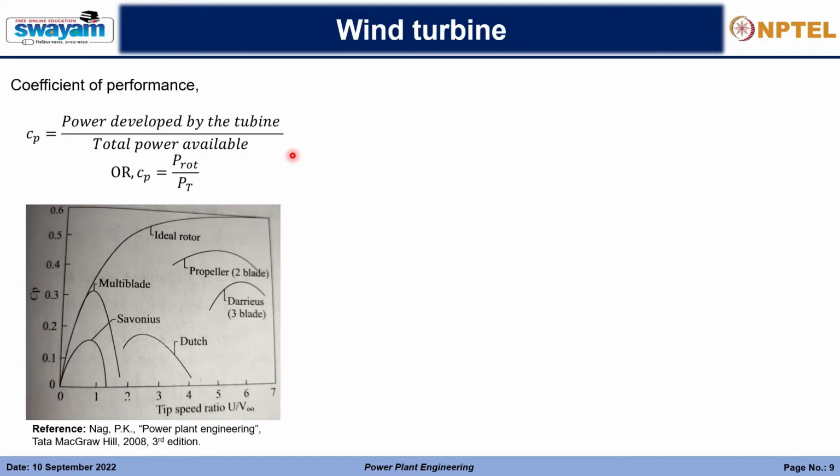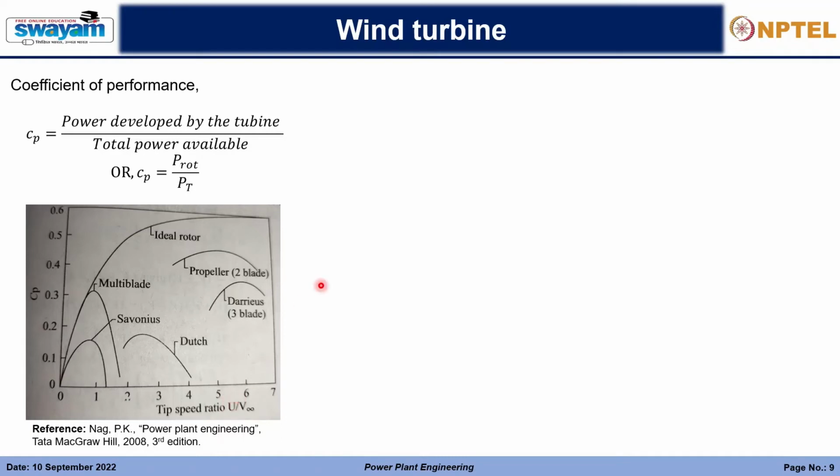So suppose I will give you an example. Suppose the v infinity is not remaining constant throughout the day. Suppose the v infinity increases, it decreases accordingly. The tip speed ratio also varies. So we will have to modify this blade speed in order to make a constant tip speed ratio. Meaning, we'll have to change the angle of attack, right?